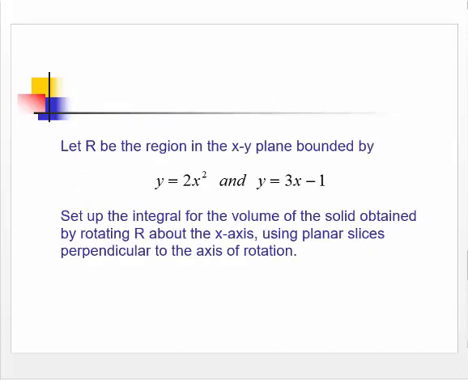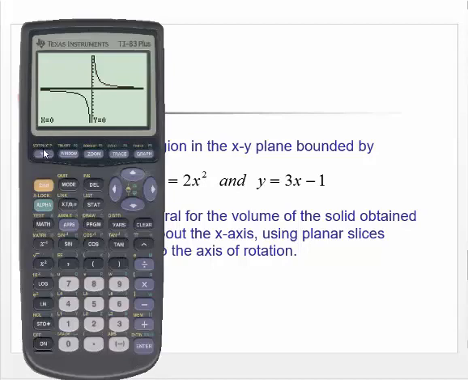All right, this one right here. Let R be the region bounded by this. Set up the integral for the volume of the solid obtained by rotating the region about the x-axis. So use perpendicular slices. When you do perpendicular slices, that's a dx problem. But suppose you have no idea which one's on top, which one's on bottom, which is the outer, which is the inner radius. You can just use your calculator to help you.